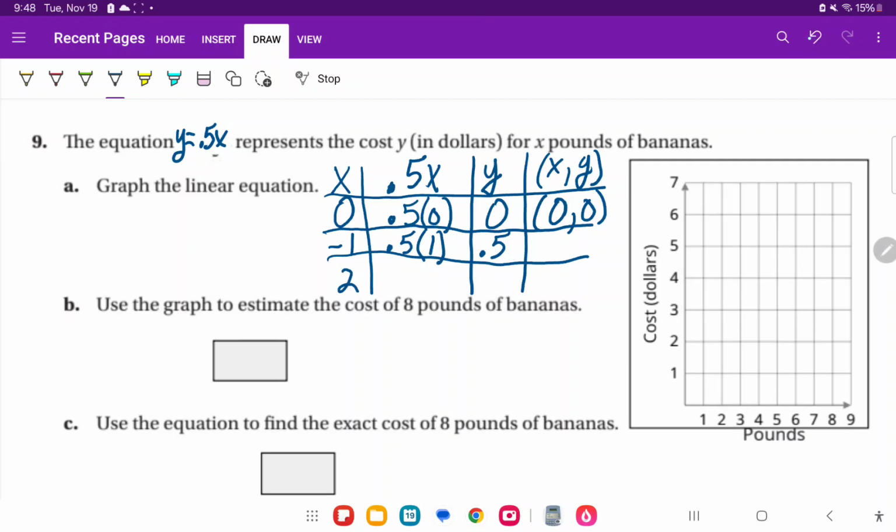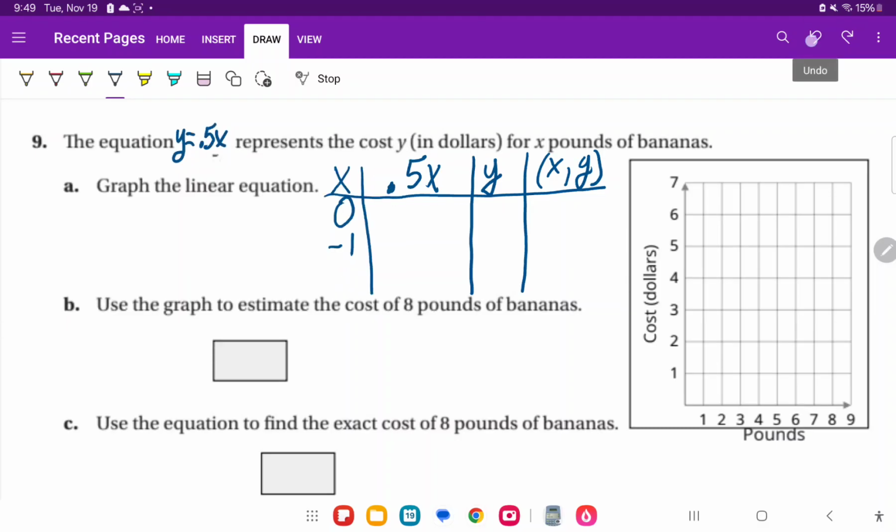We're going to have to restart this section because we're talking about pounds of bananas. So when we do this one, we're not going to use 0, 1. We're going to use 2, 4, and 6. Sorry about that. So we're going to redo that and use 2, 4, and 6. I hope you're using a pencil.